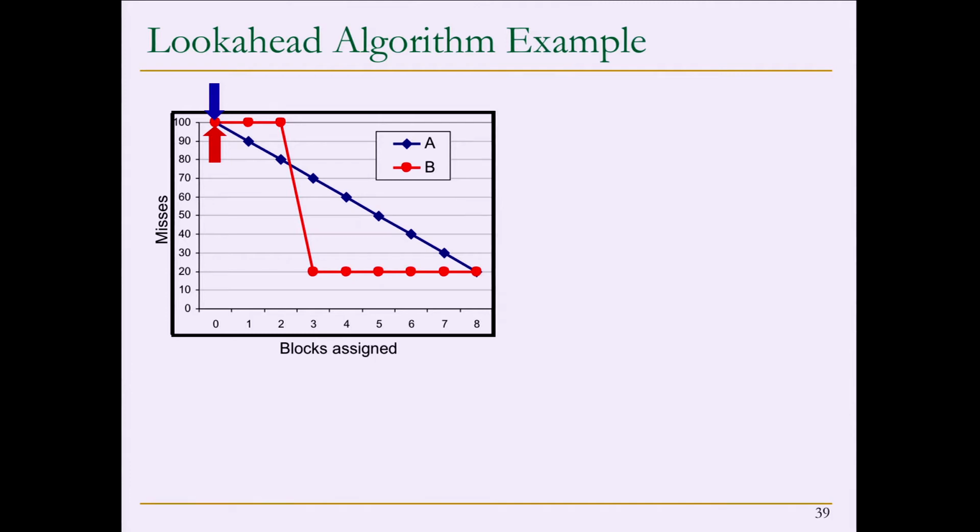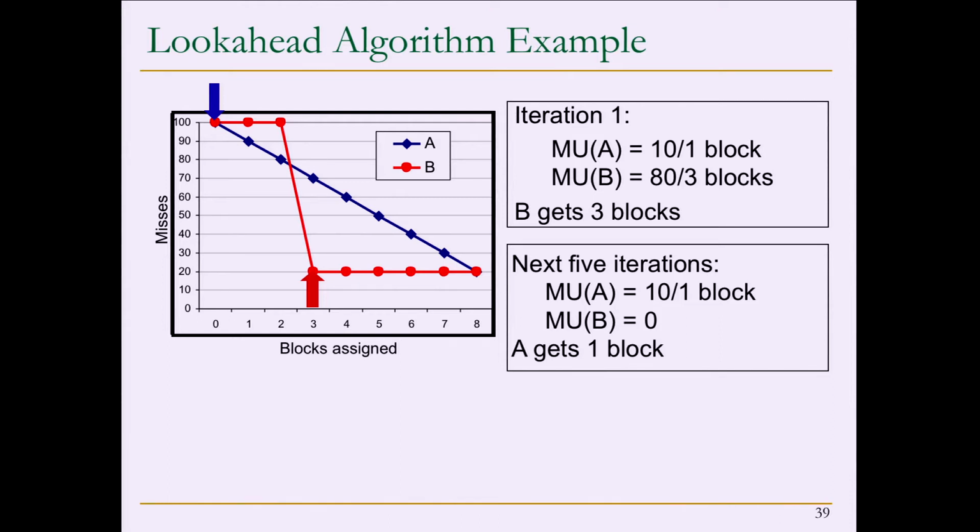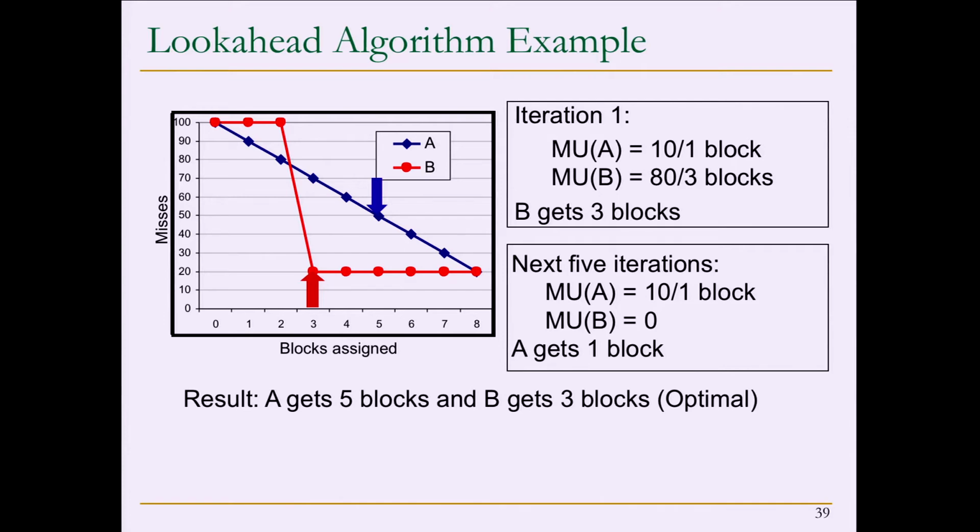Let's do it pictorially. The same example, but we're going to look ahead. In the first iteration, we're not going to look ahead only for one block. We're going to look ahead for all possible allocations. And you will figure out that the marginal utility of A is, you get 10 misses reduced if you allocate it one more block. For B, marginal utility is actually, you get 80 misses reduced if you allocate it 3 blocks. Right. So its marginal utility is actually much higher than A. As a result, you start with allocating to B. So B gets 3 blocks in the first allocation. In the next 5 iterations, B's marginal utility is 0 because it's bottomed out over here. Whereas A has marginal utility of 10 per one block in every iteration. As a result, it gets the remaining 5 blocks in the next 5 iterations. Right? And this turns out to be the optimal partitioning in this case.